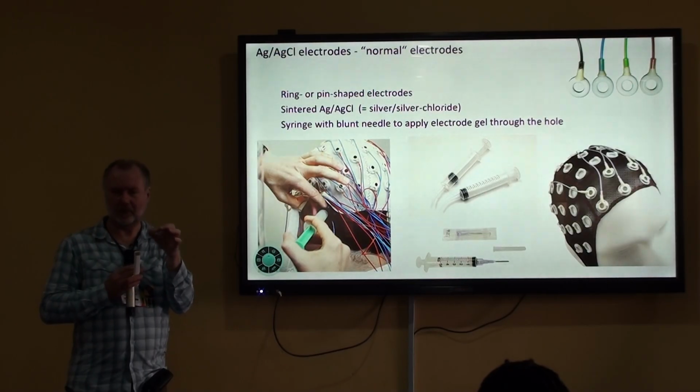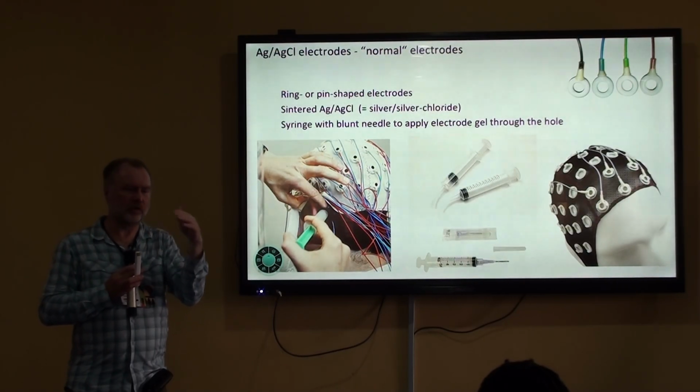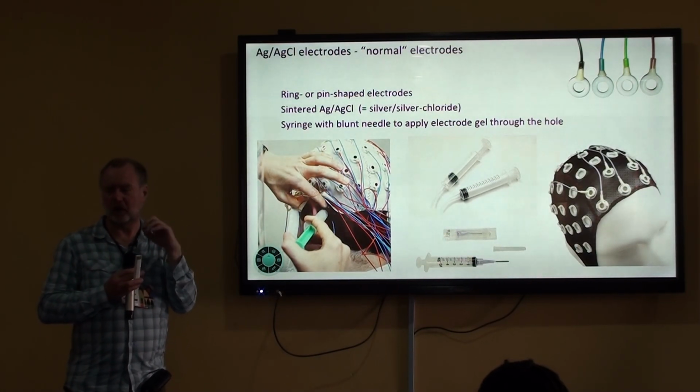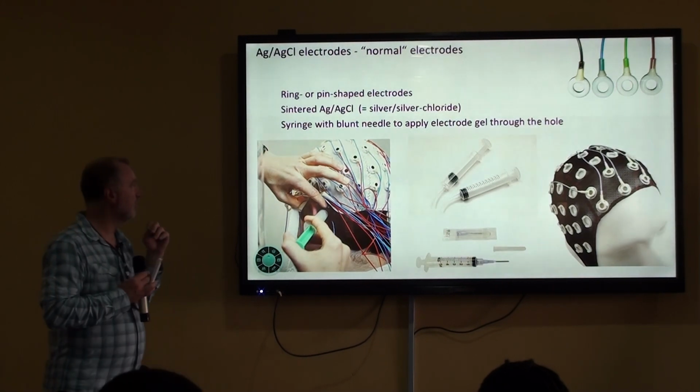And the advantage of this pellet is that it has a very good interface with the salt electrolyte that you put in between. So sintered silver chloride electrodes are the most stable electrodes. They cause the least artifacts if there are small movements.